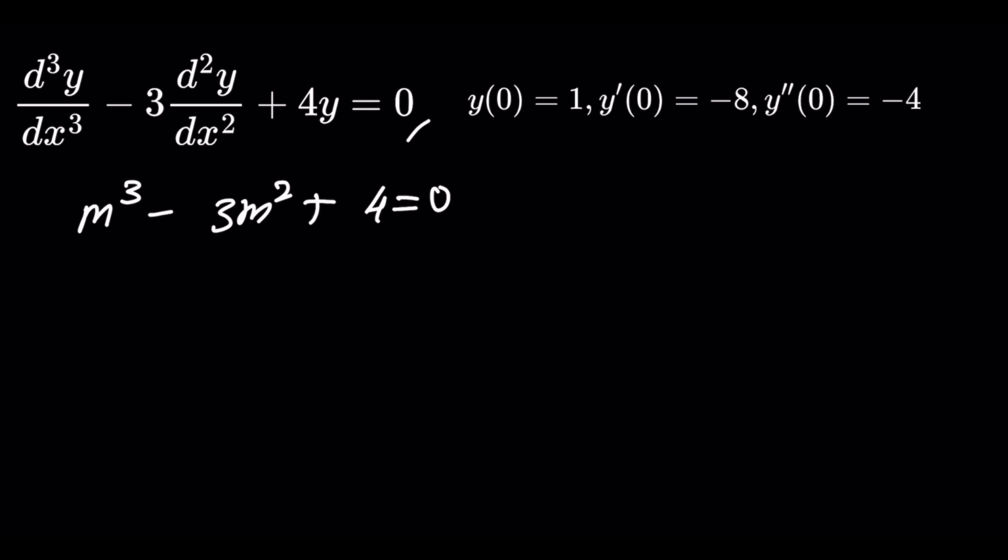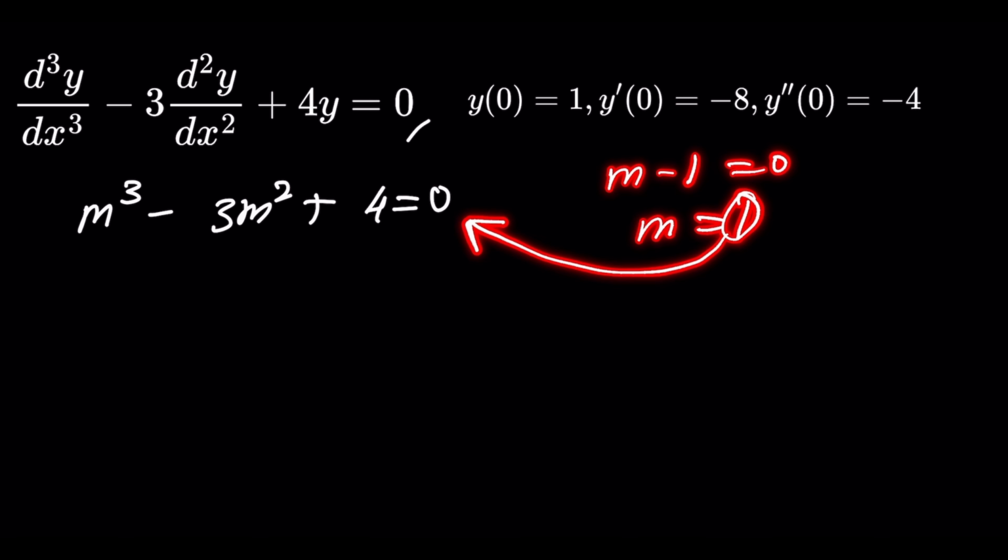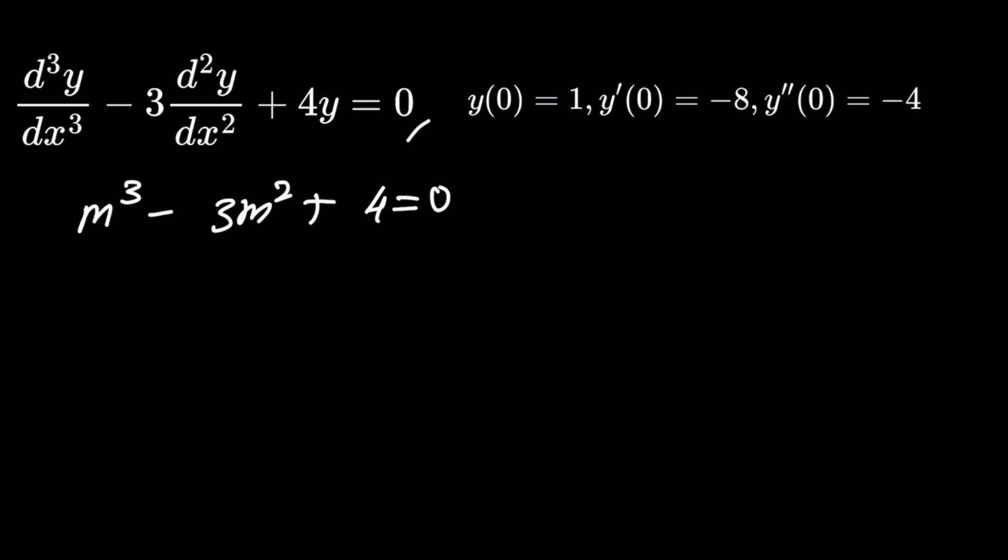Let's carry out trial and error method to find out the first factor of this cubic equation. Let's assume that m minus 1 is the factor of this cubic equation. So we'll be using m is equal to 1 and substituting this value here to see if it satisfies the given equation. So 1 cubed minus 3 plus 4 is not equal to 0. This doesn't satisfy the cubic equation.